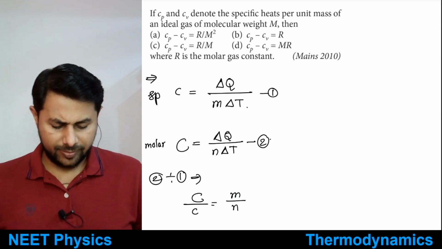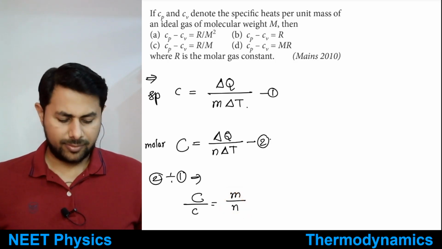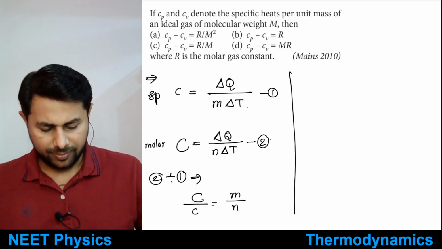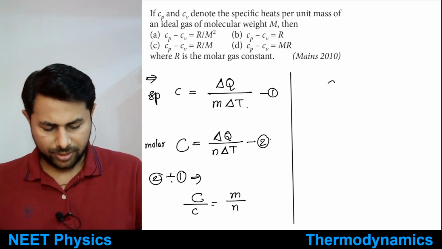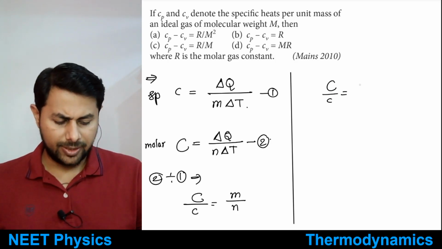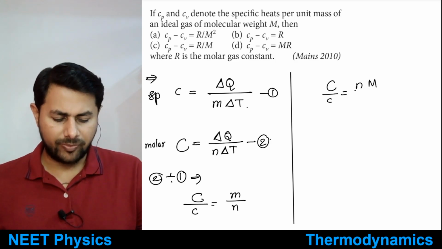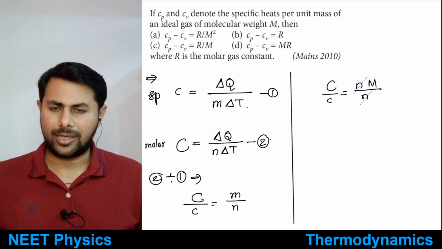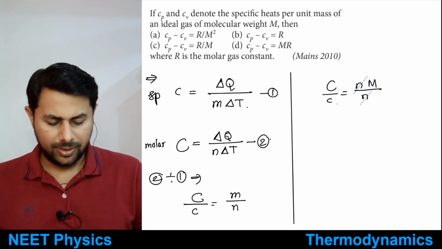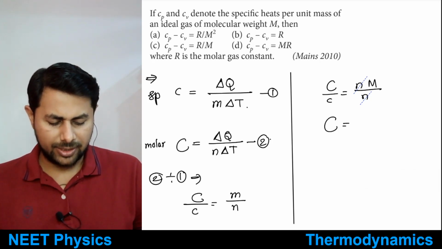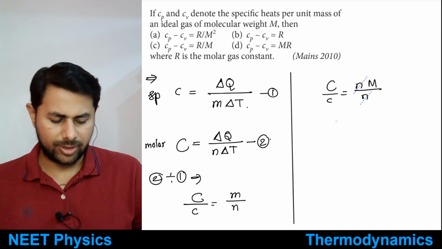What is this thing? M is the total mass, which can be written as the number of moles multiplied by the mass of 1 mole. So capital C by small c is equal to that thing divided by n. So that is equal to the molar mass. So you have capital C is equal to small c times m, or small c is equal to capital C divided by m.